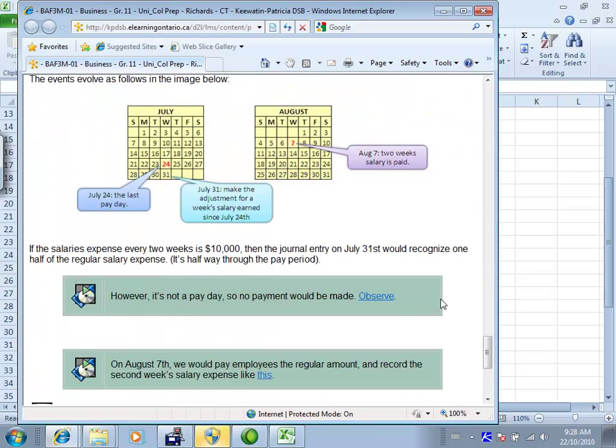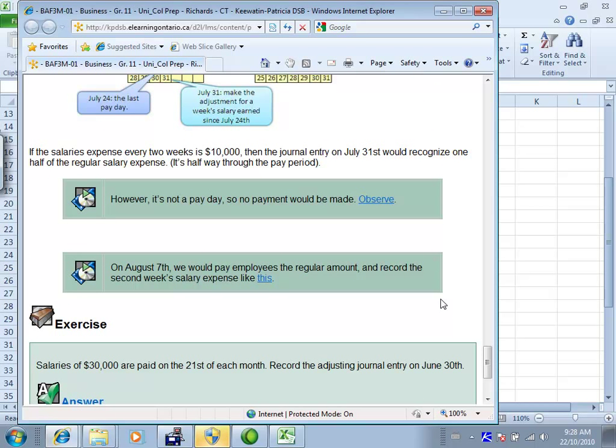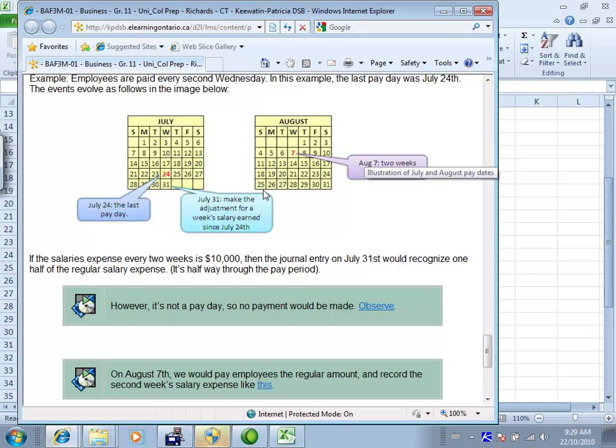Okay, salaries and wages. Now, salaries and wages are very similar to the interest. A lot of you have a certain amount of salaries. For example, in this example here, salaries expense for 2 weeks was $10,000. So the journal entry, and if you notice in the example, every 2 weeks they're going to pay their employees $10,000. So that was the last payday. So this is only 1 week down the road.